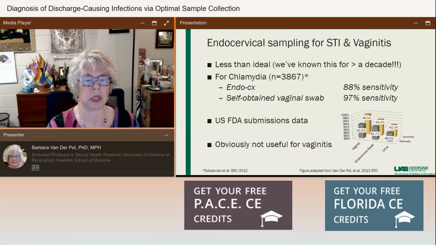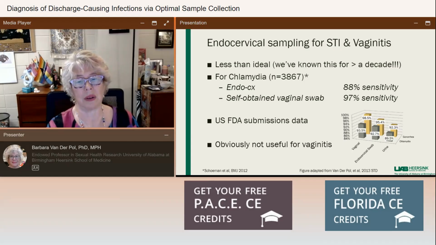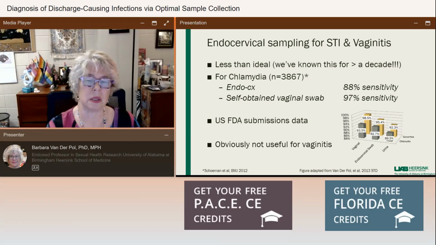And from this large study in 2012, Showman and colleagues had almost 4,000 women enrolled. And if you look at the sensitivity for the endocervical specimens, it was under 90%, whereas self-obtained vaginal swabs, the sensitivity was almost 100%. So which one should you use? Well, I think it's pretty clear. And of course, self-obtained vaginal swabs are less invasive and therefore much more acceptable, both to some providers and to the patients themselves. But these data still are in most of the USA FDA submissions.